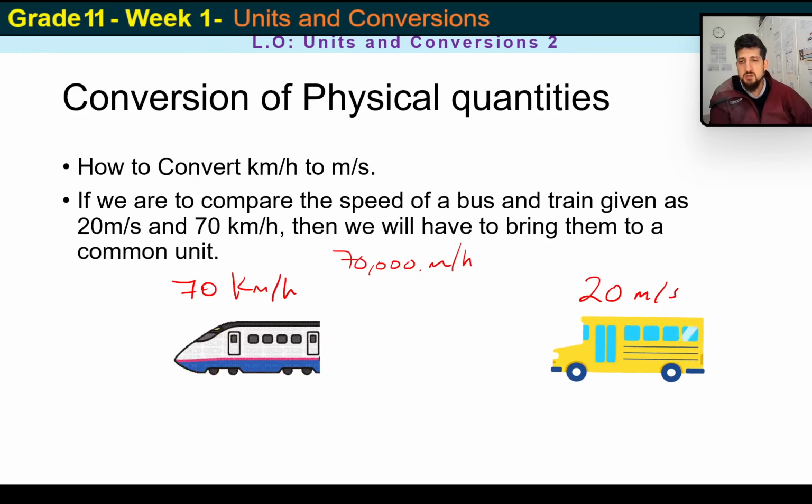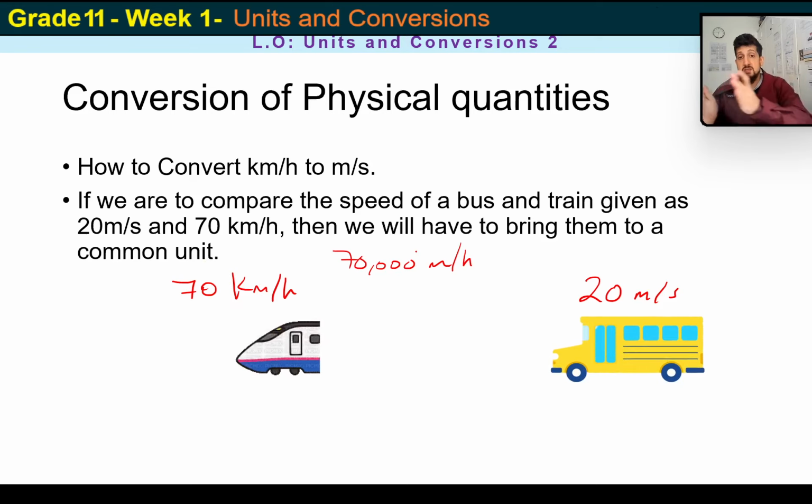That's how much the train does in 1 hour. In 1 hour, it goes 70 kilometers. It crosses 70 kilometers every hour. 2 hours, 140 kilometers. 3 hours, 210 kilometers, and so on and so forth. So, 70,000 meters in 1 hour. I don't want to know in 1 hour. I want to know in seconds, because I want to make it the same as this.